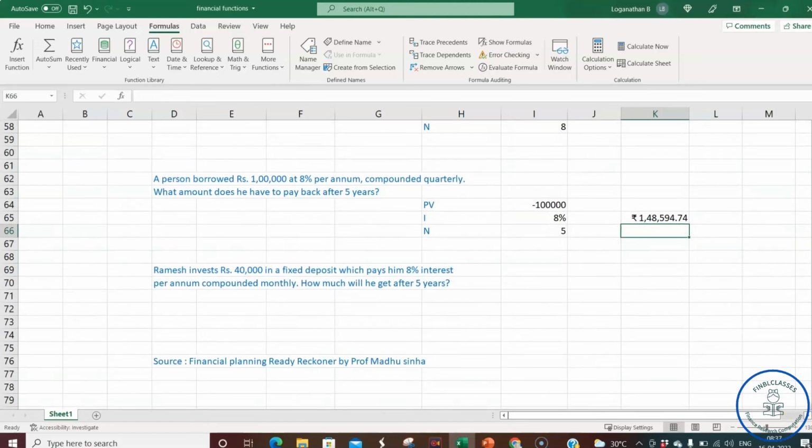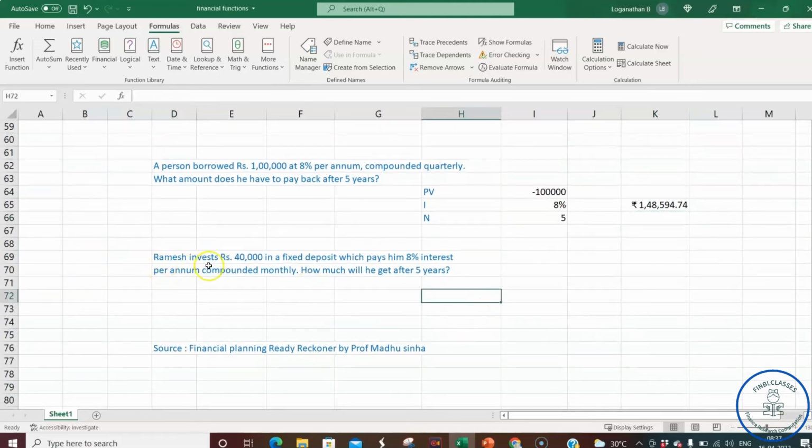Then coming to the fourth example, Ramesh invests rupees 40,000 in a fixed deposit, which pays him 8% interest per annum compounded monthly. How much will he get after 5 years? So in this case, you can calculate the amount required. First of all, you have to see what variables we require. The present value: today he is investing 40,000, so minus 40,000, which is the cash outflow. Then the interest is 8%.